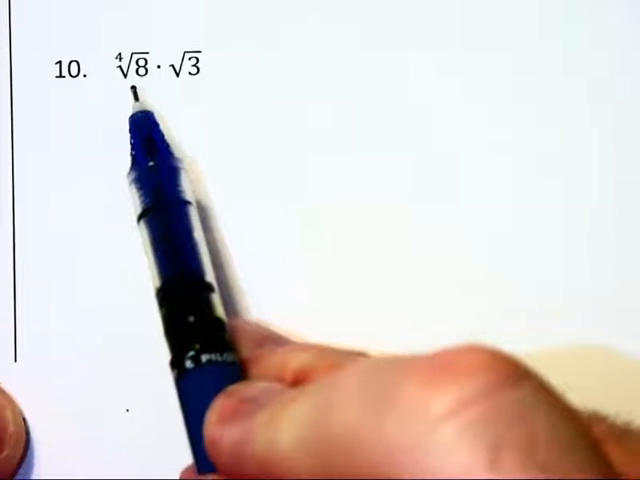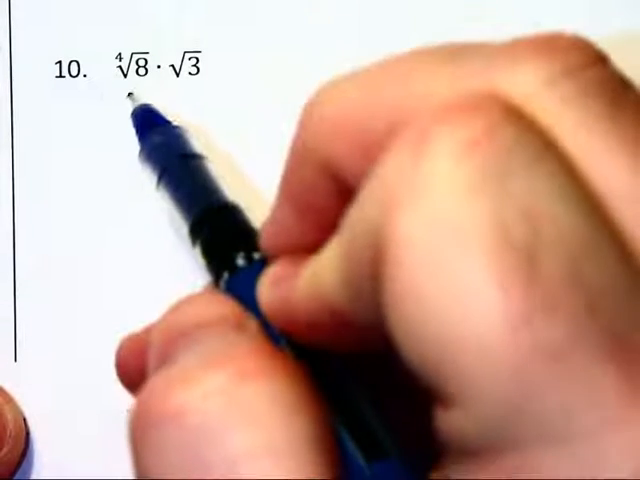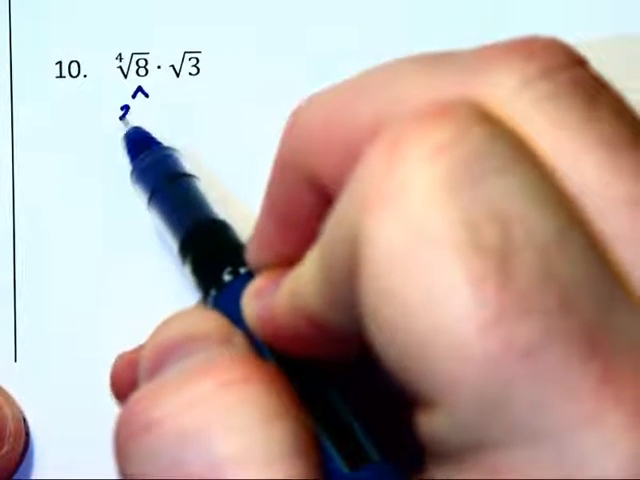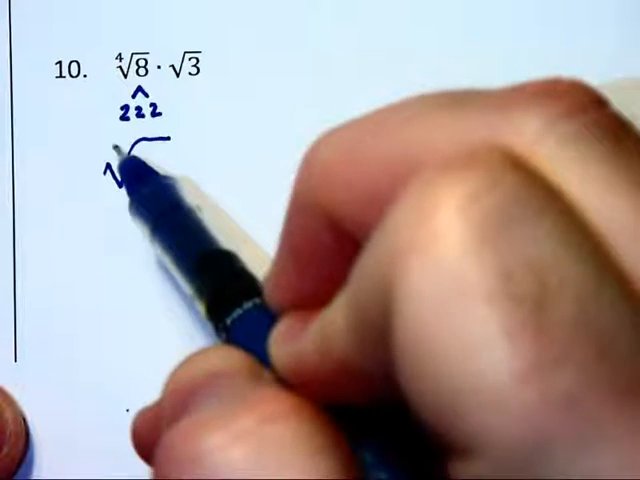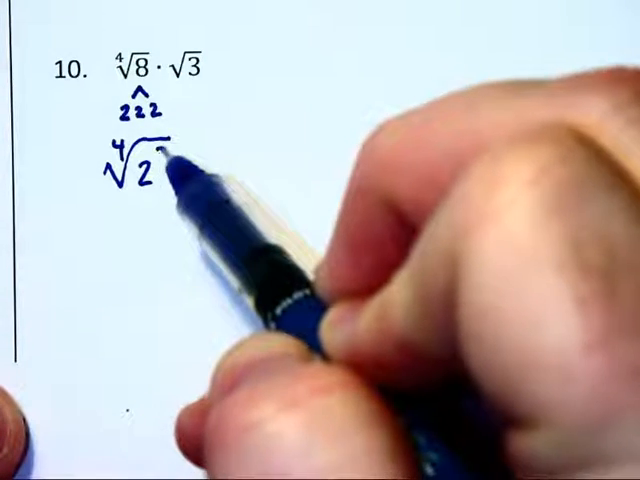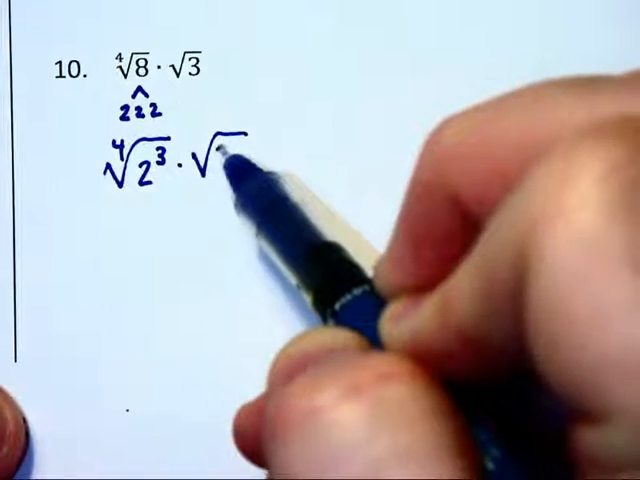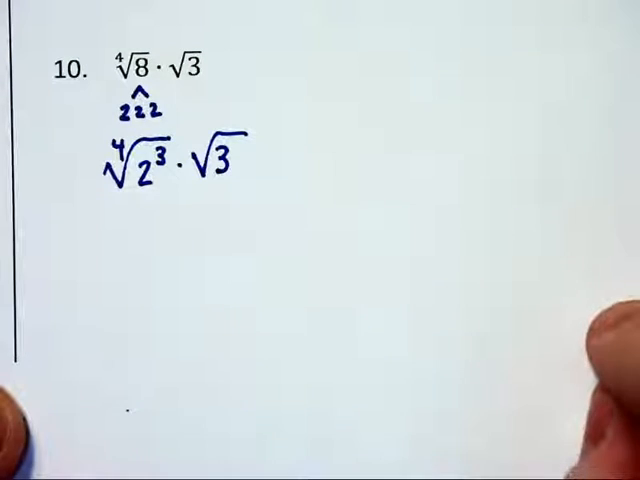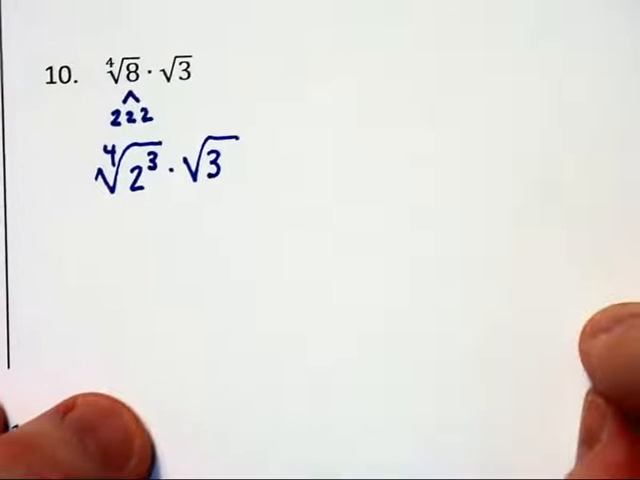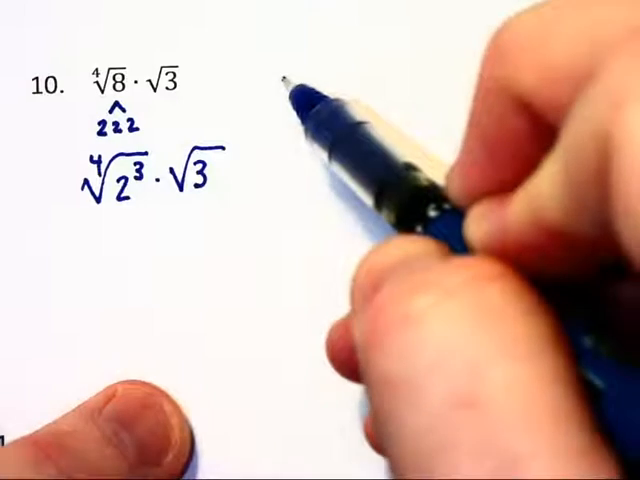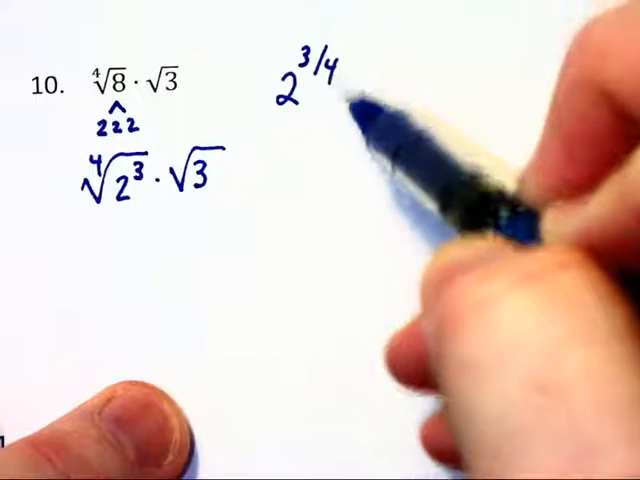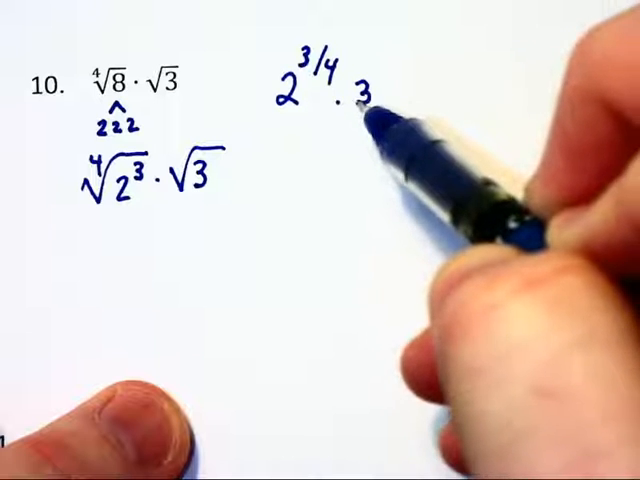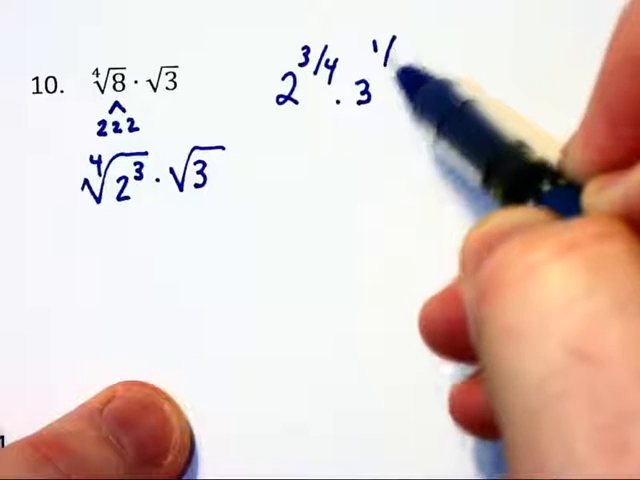Instead of treating this as a fourth root of 8, let's take that 8 and think of it as 2 times 2 times 2. Because now what we really have is the fourth root of 2 cubed times the square root of 3. Let's now write these using fractional exponents. I would have 2 to the 3/4 times 3 to the 1/2.